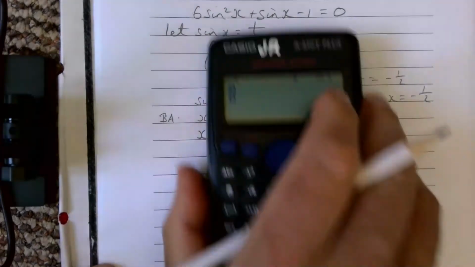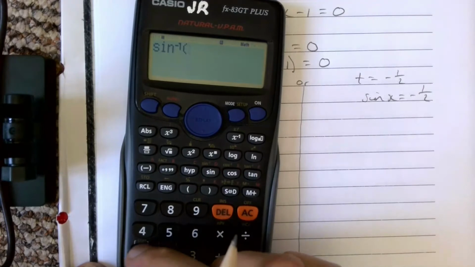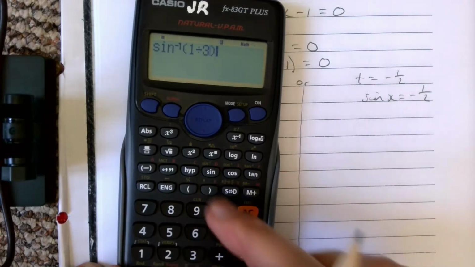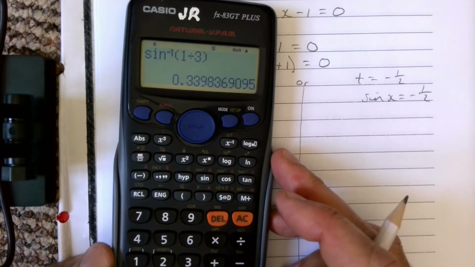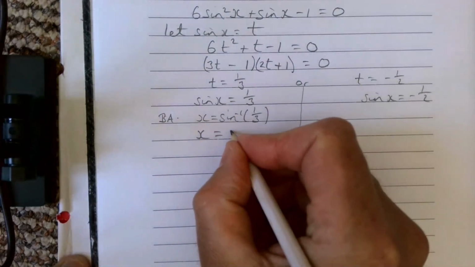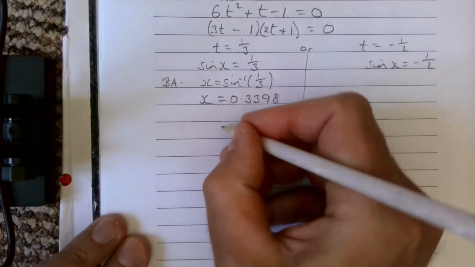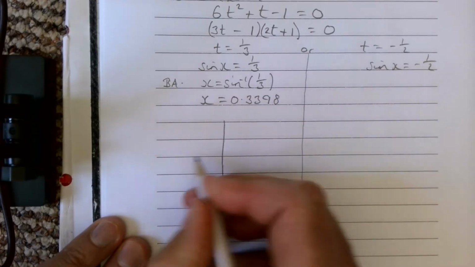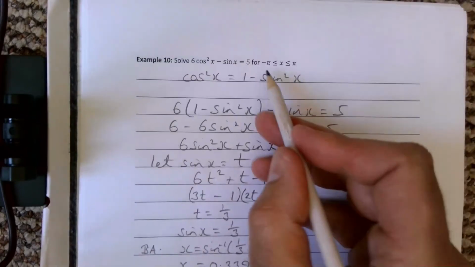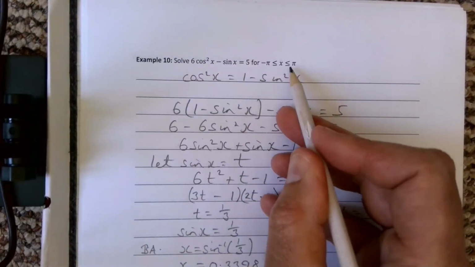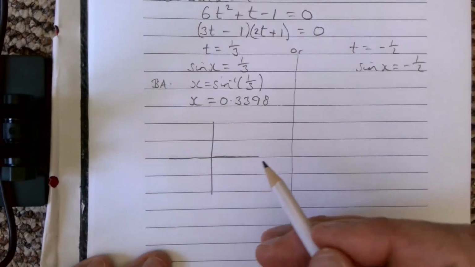Let's see what our calculator tells us then for this one. So shift sine 1 divided by 3 equals, and I get 0.3398. So that's our basic angle, and let's investigate further to see which ones we actually need. Let's go back up to the top here because this is important. We've been asked here between minus pi and pi. If you convert it into degrees, that's minus 180 to 180. So we need to set our cast diagram up in that format.